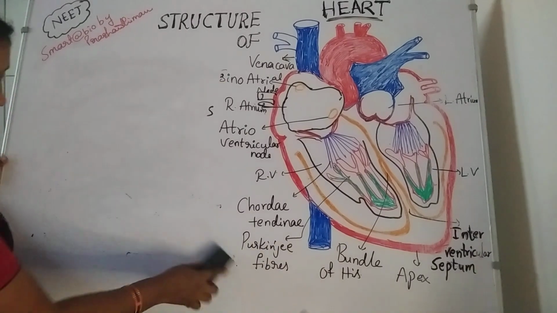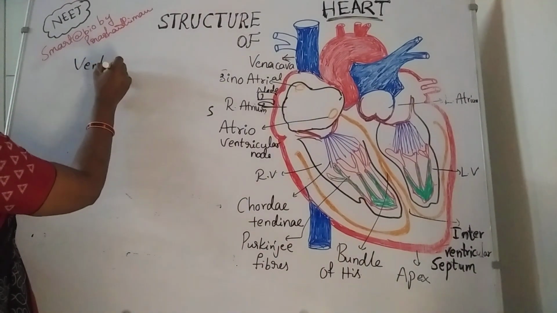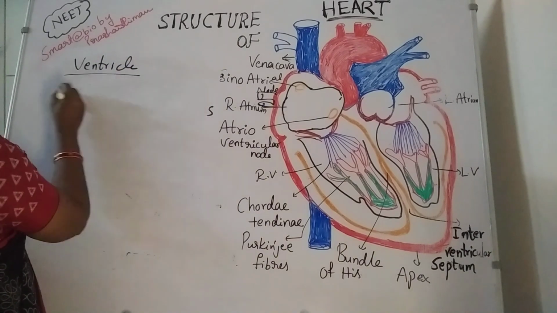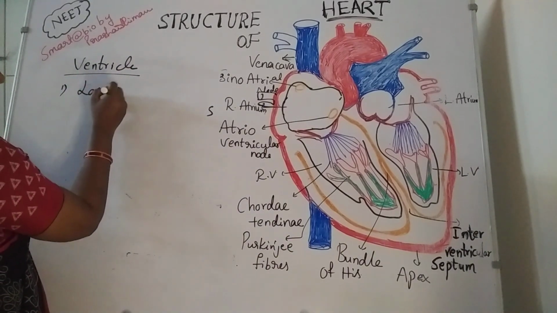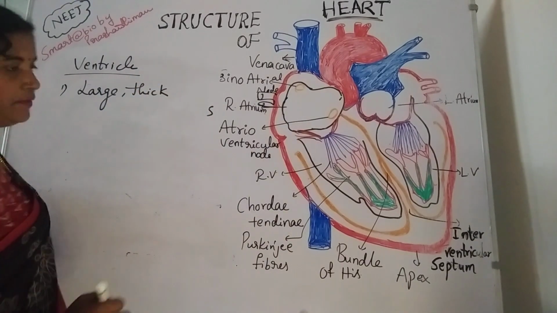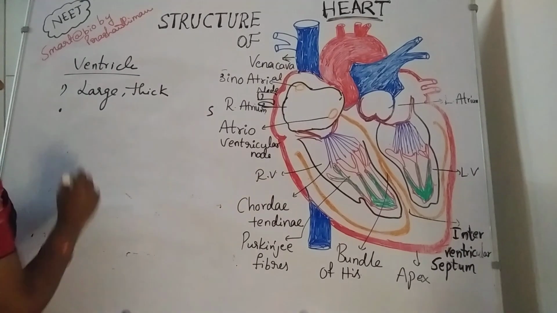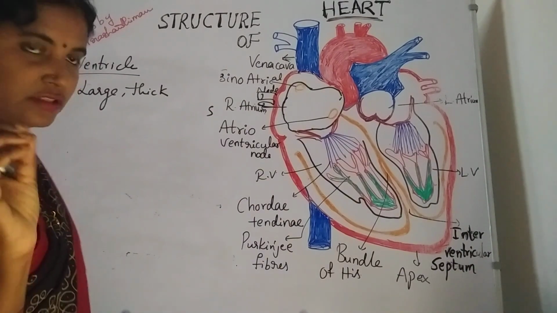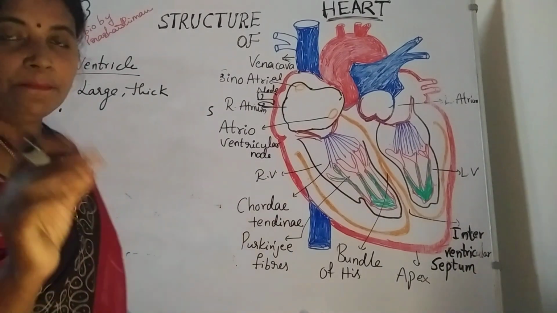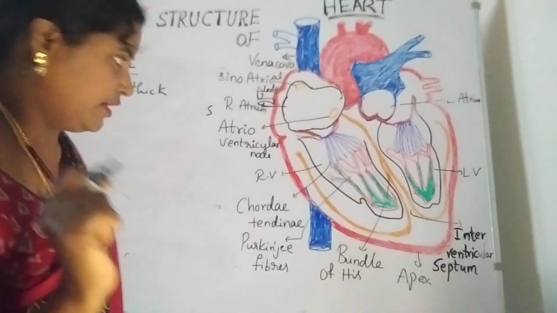So ventricles are the largest chambers. Large, thick chambers. And here the ventricles are going to have the blood vessels, the pulmonary aorta and systemic aorta, that we'll see in the aortic arches.